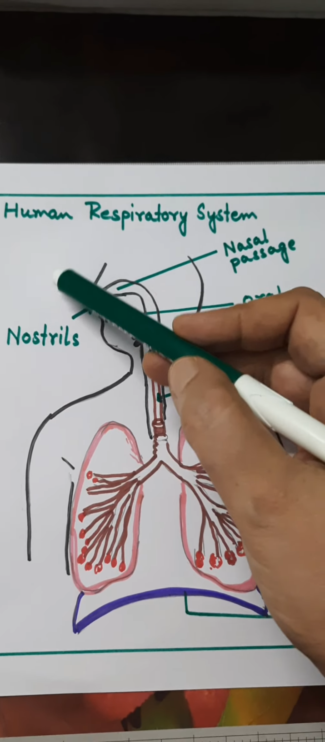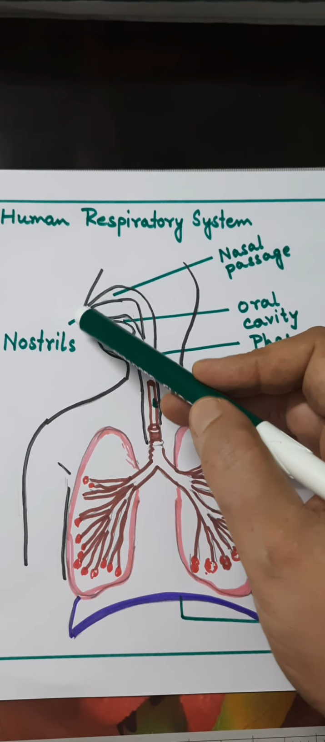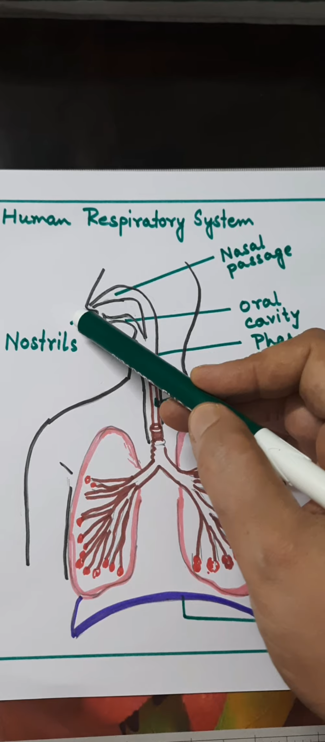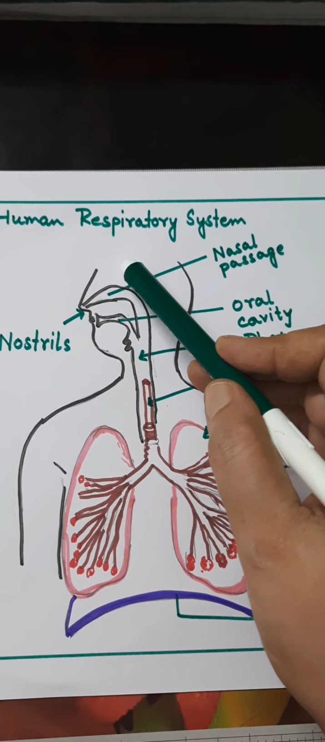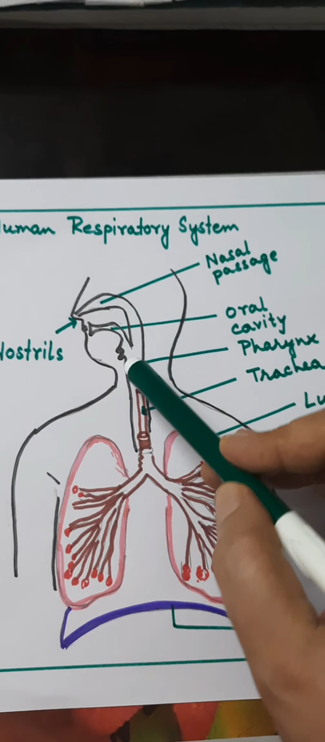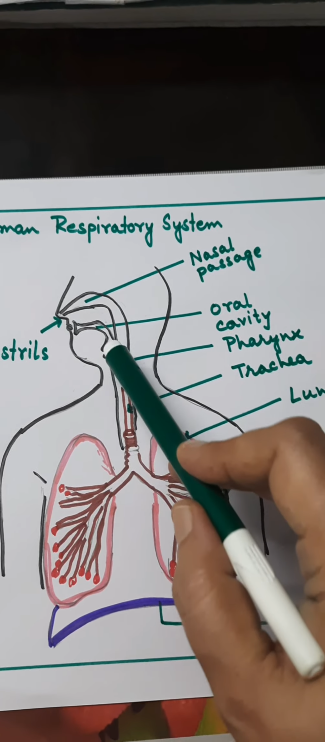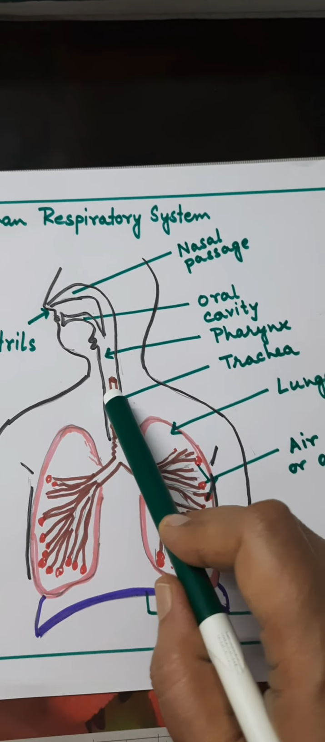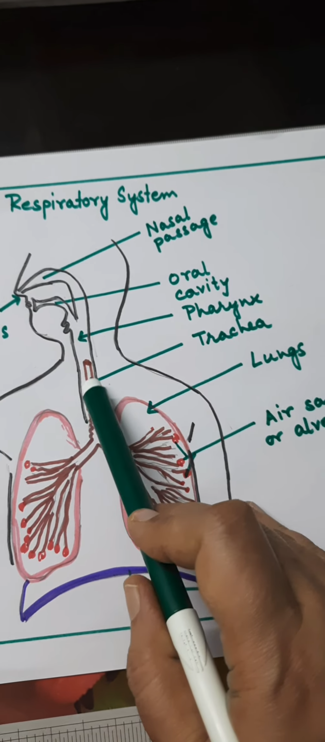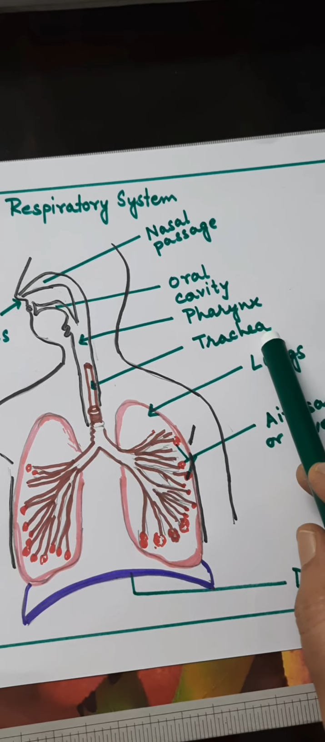Let us see. First, nostrils. Nostrils, the openings of the nose. So, a pair of nostrils which lead into the nasal passage or the nasal cavity. The nasal cavity leads to the pharynx. This portion is called the pharynx, a passage, right? And the pharynx leads to the air tube or windpipe, which is also called the trachea, right?